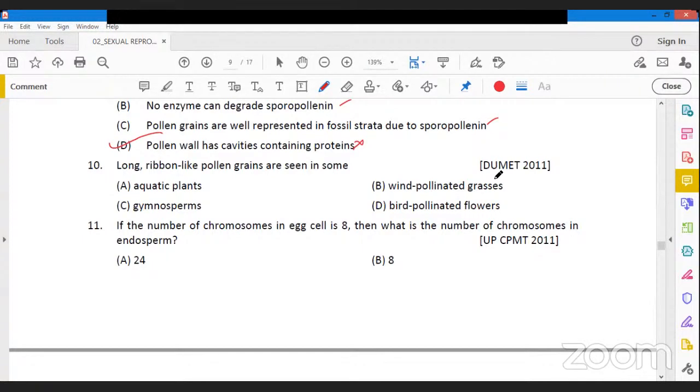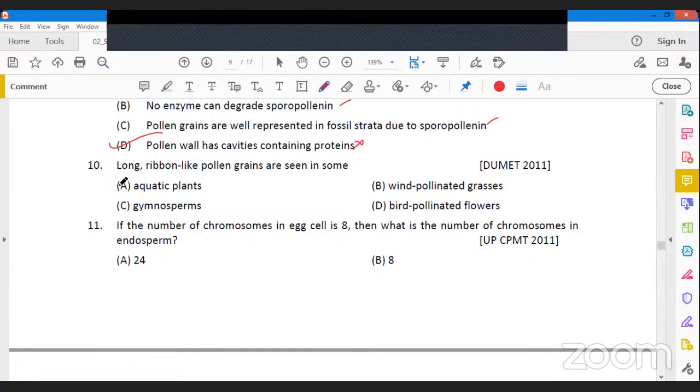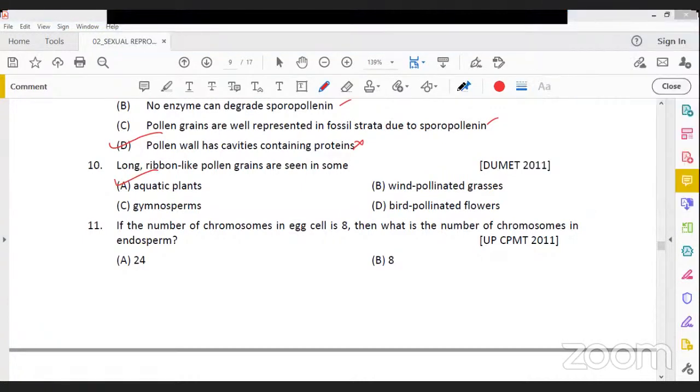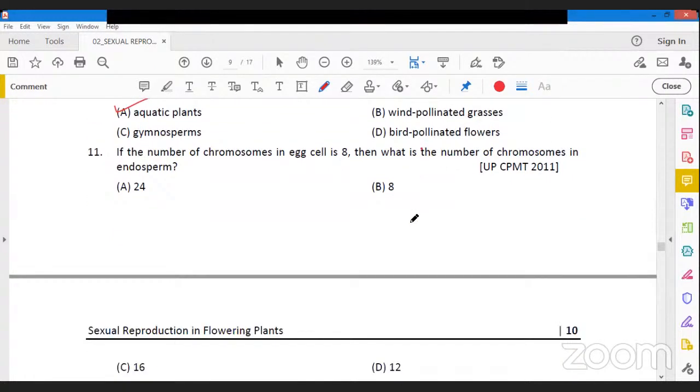Then, long ribbon-like pollen grains are seen in some aquatic plants. Why? The aquatic plants take up mucilage, move in water and fertilize the female plant. Next, if the number of chromosomes in the egg is 8, what is the number of chromosomes in the endosperm? n is 8. Endosperm will be 3n. 8 threes are 24.